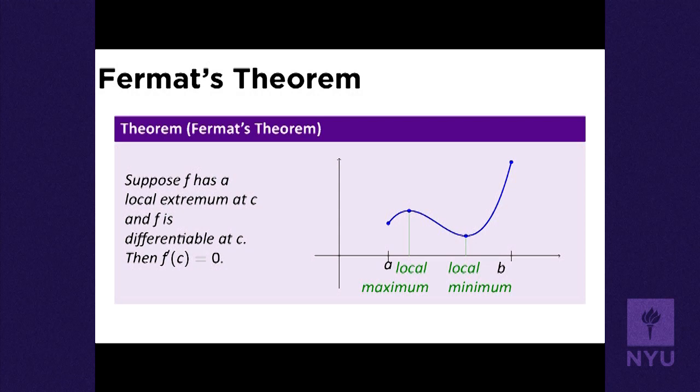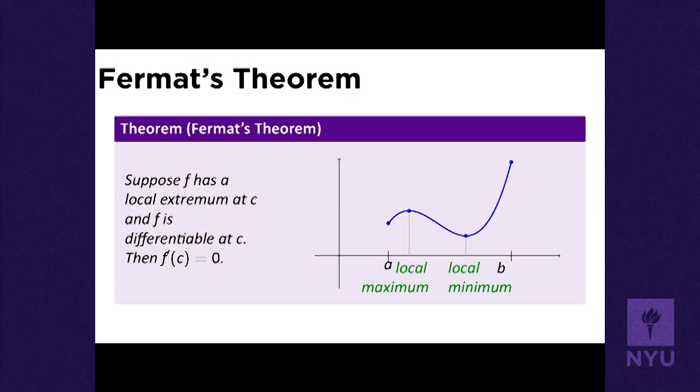Now, why would such a theorem be true? I mean, you can just look at it, but how could you demonstrate it in a little bit more detail? Think about what a tangent line is. It's a limit of secant lines. And think about all the secant lines which go through this local maximum point right here. If you take points on the right-hand side of the local maximum, then those secant lines are going to be going downward, so they have negative slopes. On the left-hand side, those secant lines are going to be going upward, so they will have positive slopes.